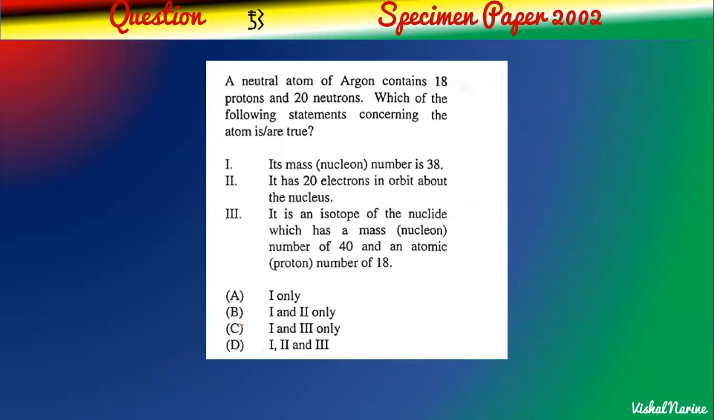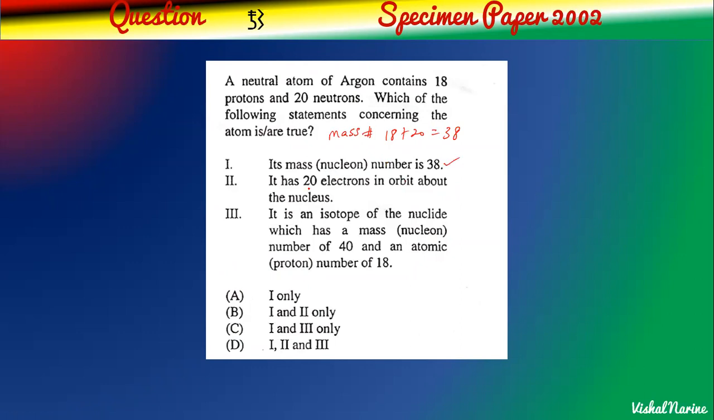Question 53. A neutral atom of argon contains 18 protons and 20 neutrons. Which of the following is true? So we can calculate the mass number first because the question asks for mass number. So mass number will equal 18 plus 20, which is equal to 38. So we can look through the options. So we can see, yes, it has a mass number of 38.